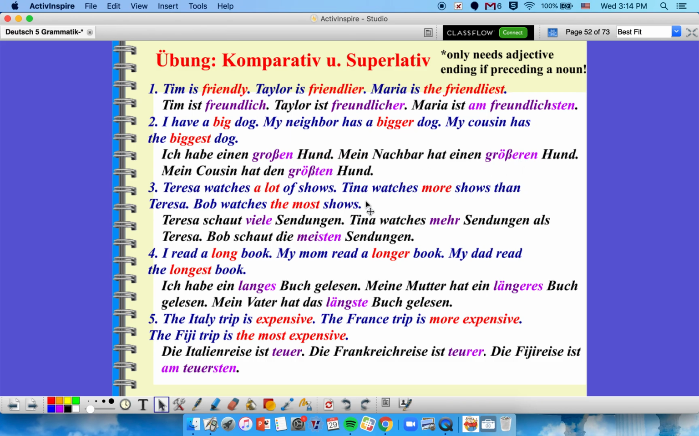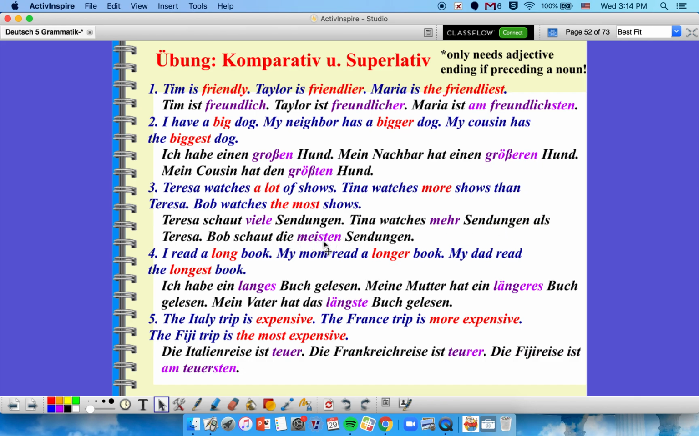Okay, here on Nummer 3, we also have it preceding nouns. So we have a lot, more, and the most. We see viel, mehr, and meist in there. But we also see adjective endings being added. So viele Sendungen, since we don't have an article, this is just showing us that it would be die for plural. Mehr is one of those exceptions that just doesn't get an adjective ending even when preceding a noun.